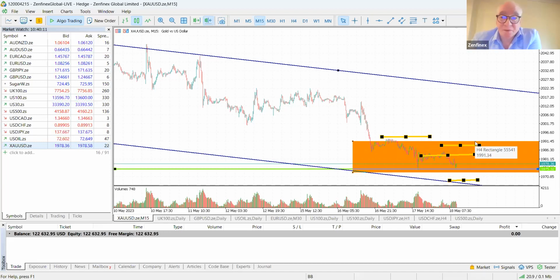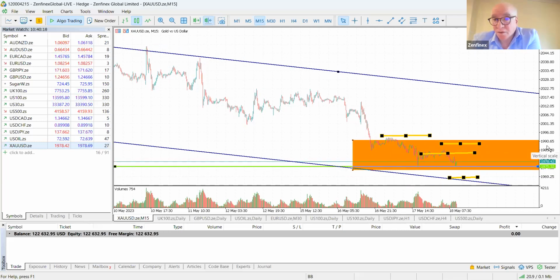Just looking at it, there's just not enough room in here to, A, manage the risk, and B, take much out of it. Does that answer the question on gold? If you have any more questions on gold, I'm more than happy to do that.